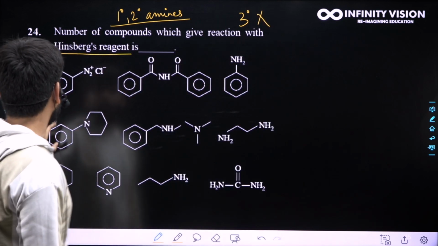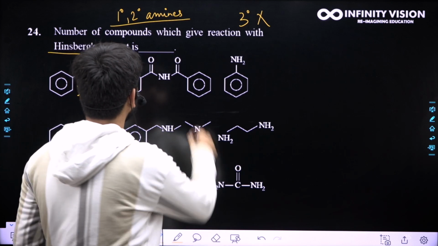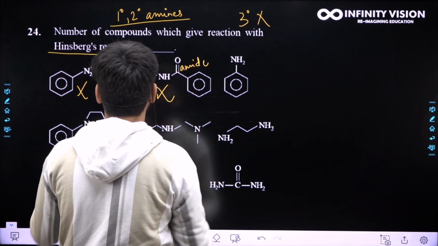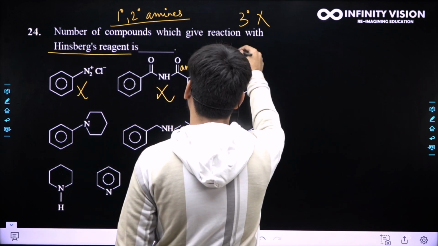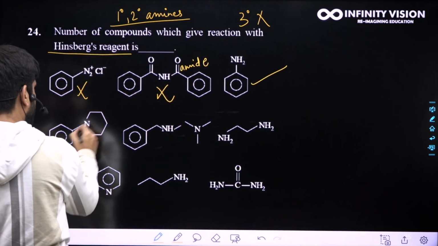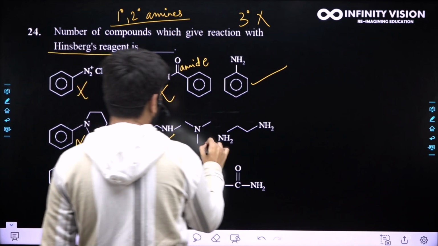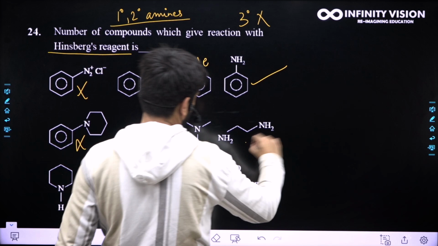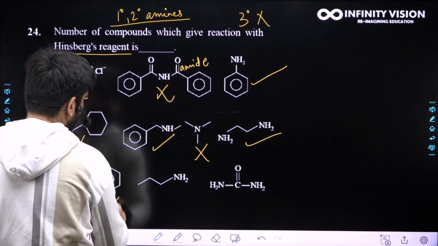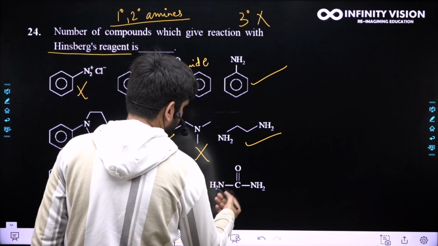So let us see. The first one is not even an amine, so it won't give the Hinsberg test. This is an amide, not an amine. This won't give the test. This is a primary aromatic amine. Yes, it will give. It is 3 degree. No. It is 2 degree. Yes, it will give. 3 degree again. No. Yes, this one will give. This, yes, it will give. It is 2 degree. It is not even an amine. It is pyridine. Yes, it will give primary, and it is your amide.